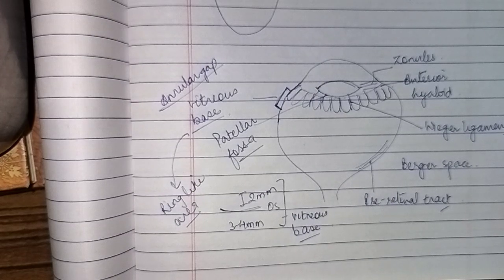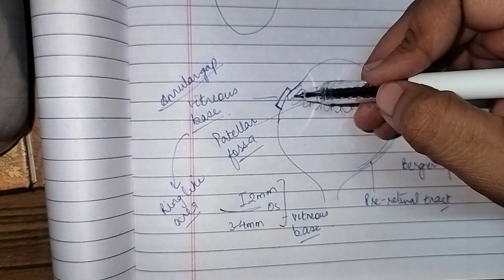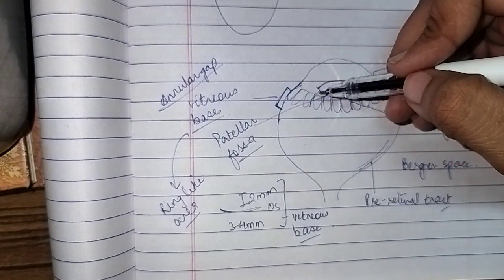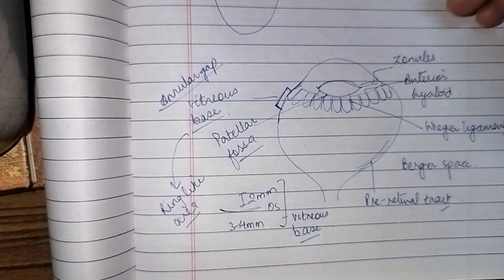And why is this important? It is important for diffusion between the aqueous and the vitreous, right? So between the vitreous base and the lens, there is no basement membrane. What is there? There is an annular gap, which is important for diffusion between the aqueous and the vitreous.